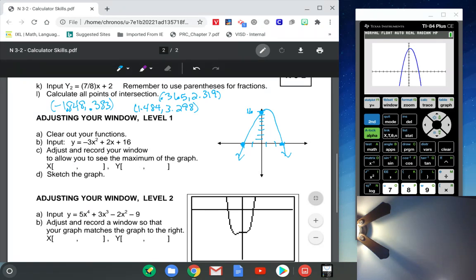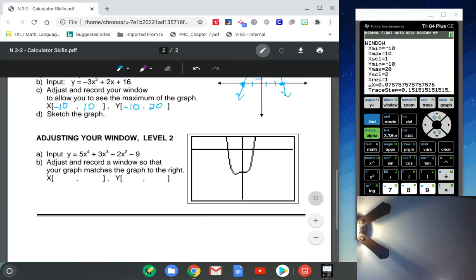Now, it wants us to record the window we use. Well, we didn't change the x's. So if you go back to your window, your x's, the minimum was -10, the maximum was +10. That's all it wants. The y's we did change. We went from -10 to 20. All right, so when you see this, it's wanting you to fill in your minimums and your maximums.